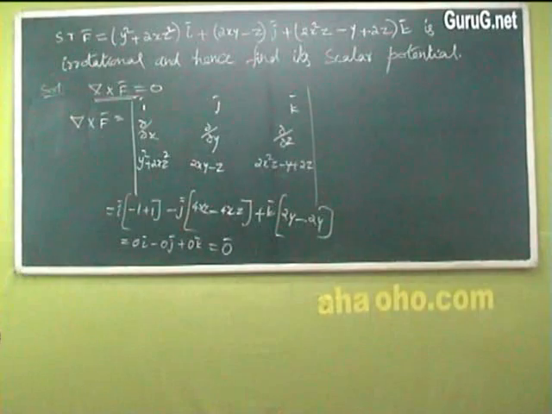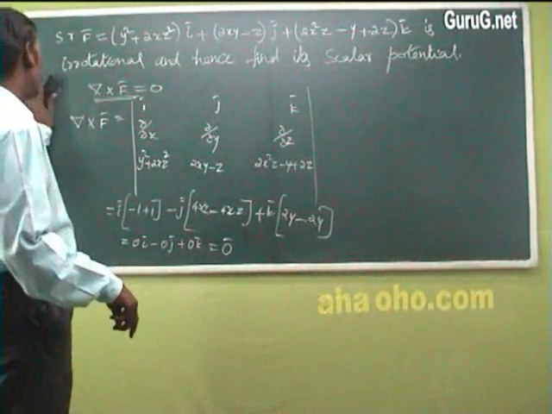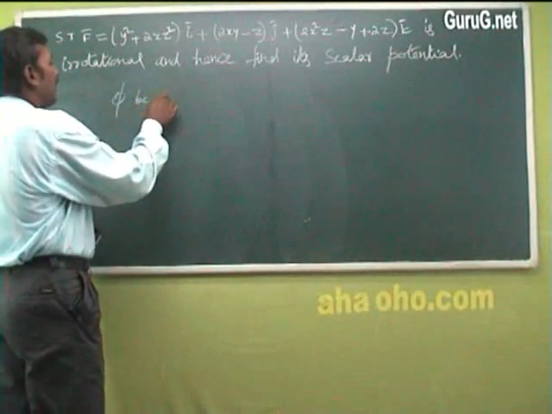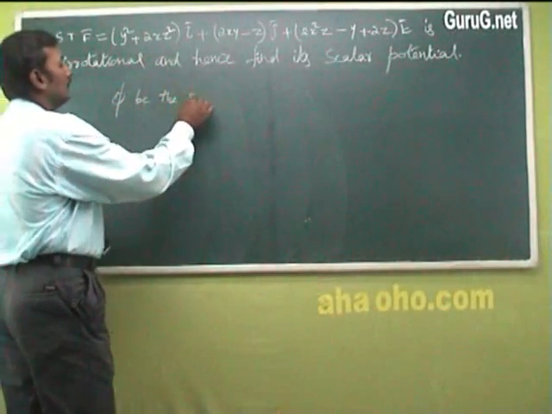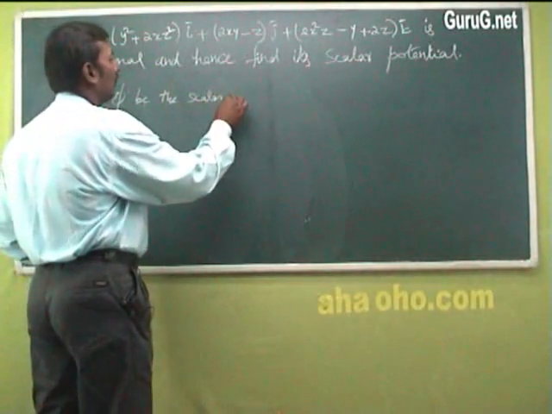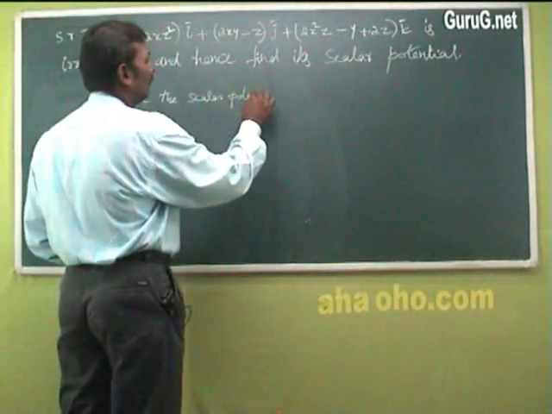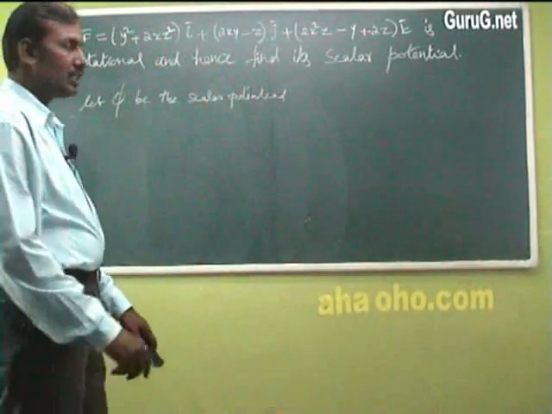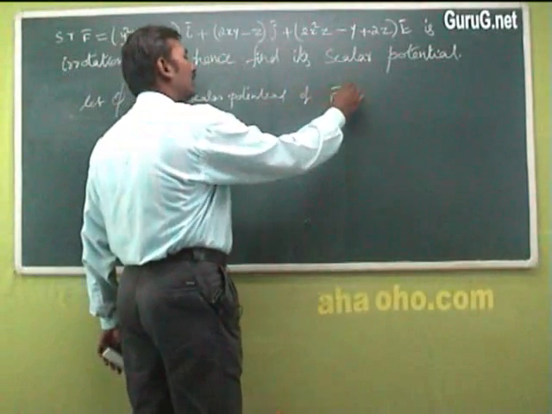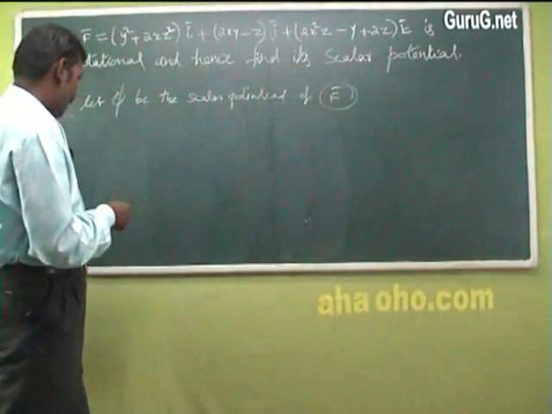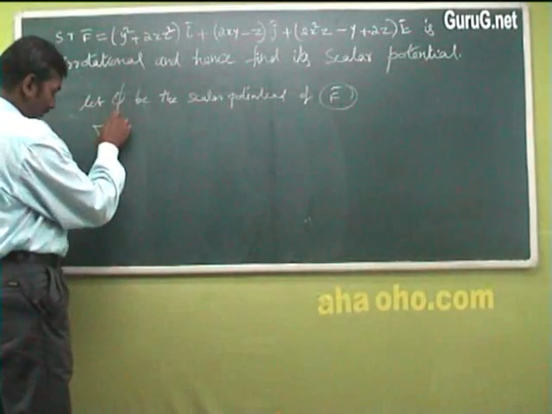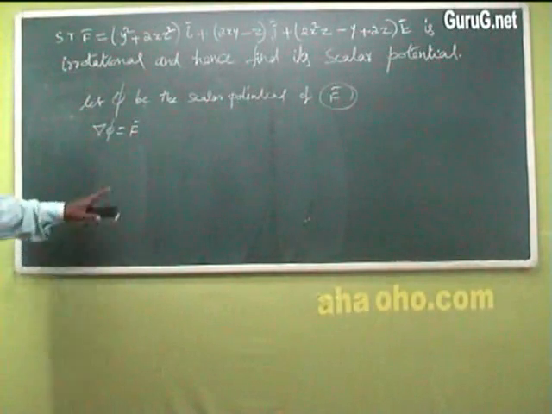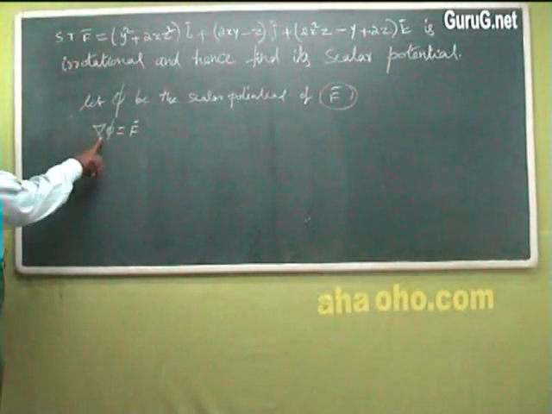So whenever the vector is irrotational, suppose let phi be the scalar potential. Let phi be a scalar potential of f. If f vector is irrotational, there is a result: del phi equals f vector. What is del phi? It is the gradient of phi.